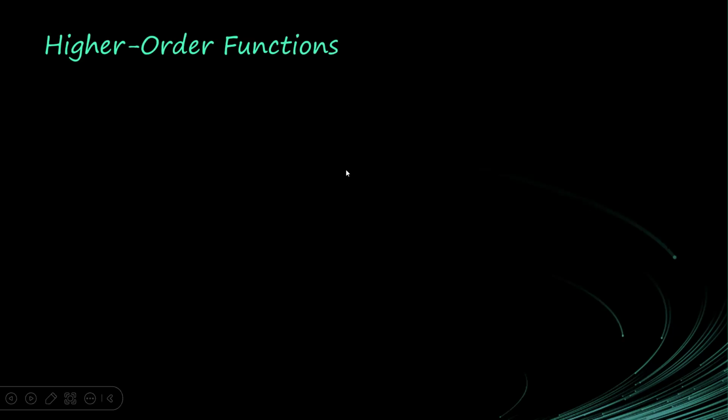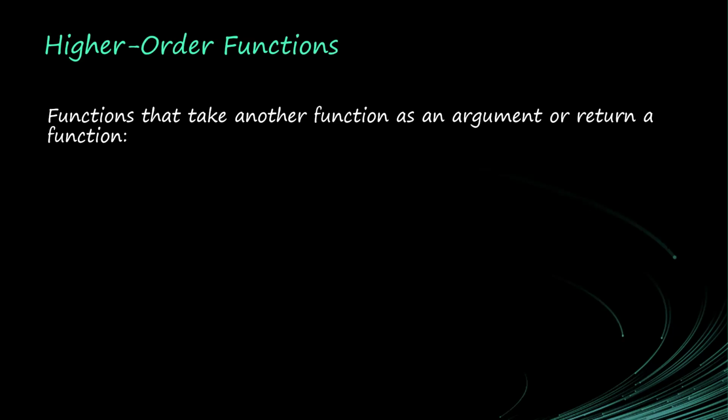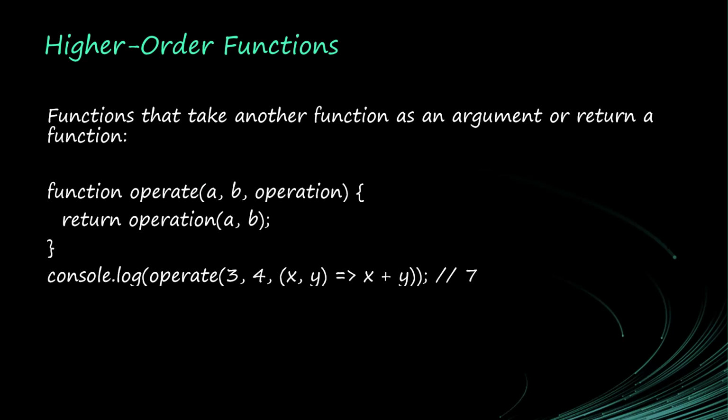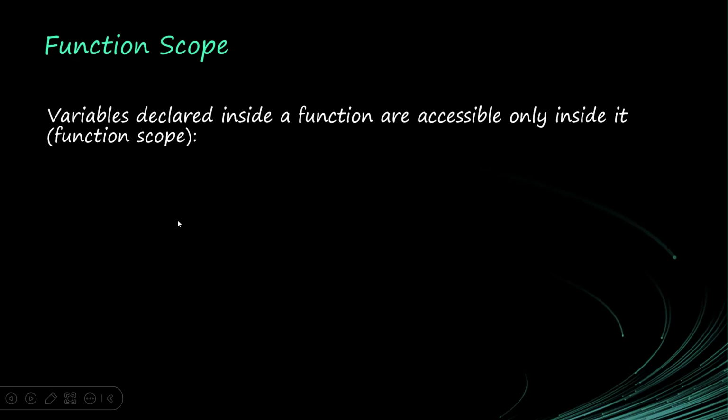We also have higher order functions. We'll talk about it in another class. It's something bigger. A function can take another function as an argument or return a function. You see in this operation here, this parameter is a function. Look at it, it's being called, it's being returned. We'll talk about it in another class, but I just want to bring it to your notice. A higher order function is a function that takes another function as an argument or even returns another function. So when we say function scope, variables declared inside a function are accessible only inside that function.